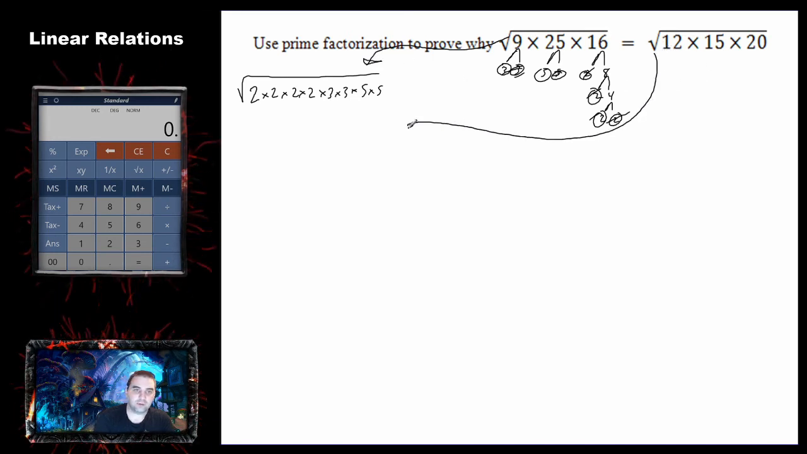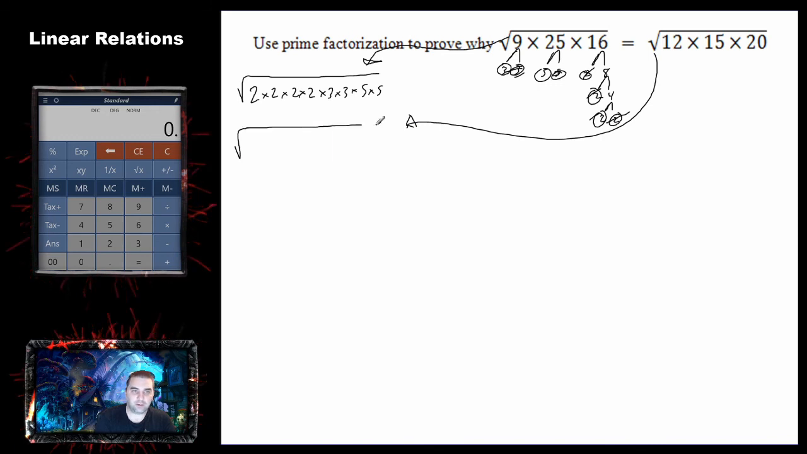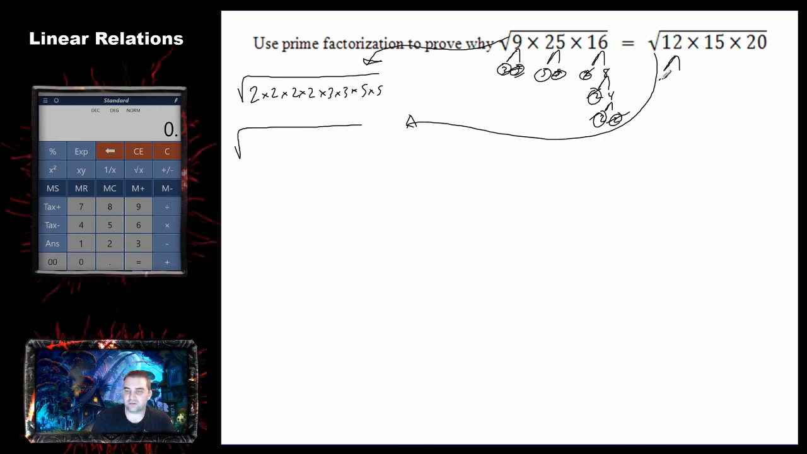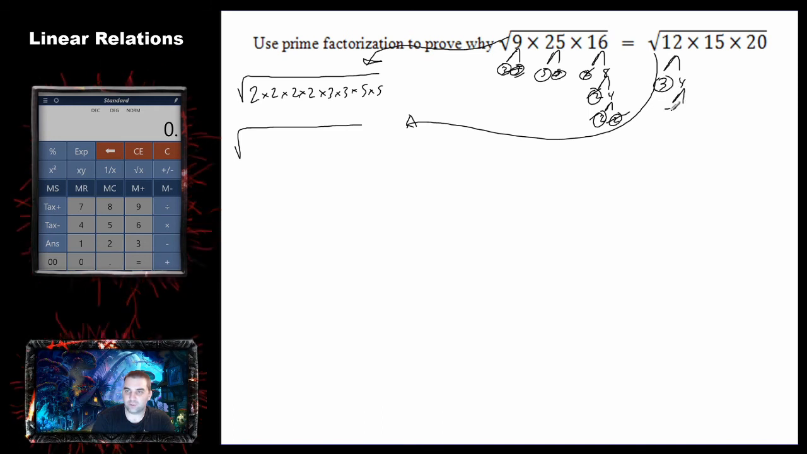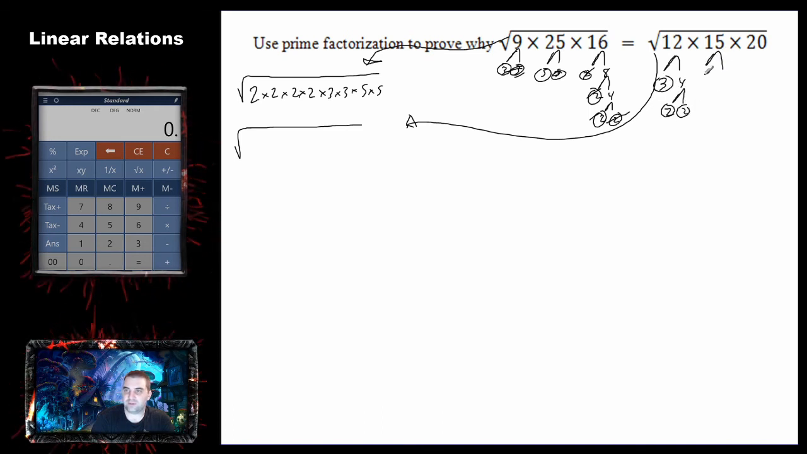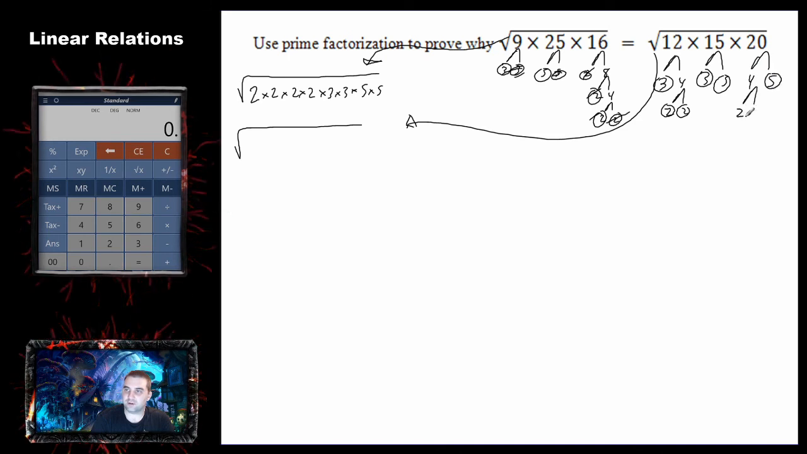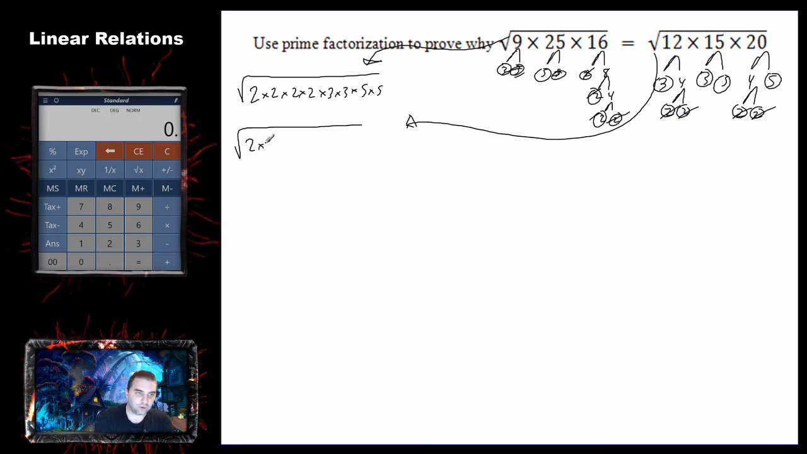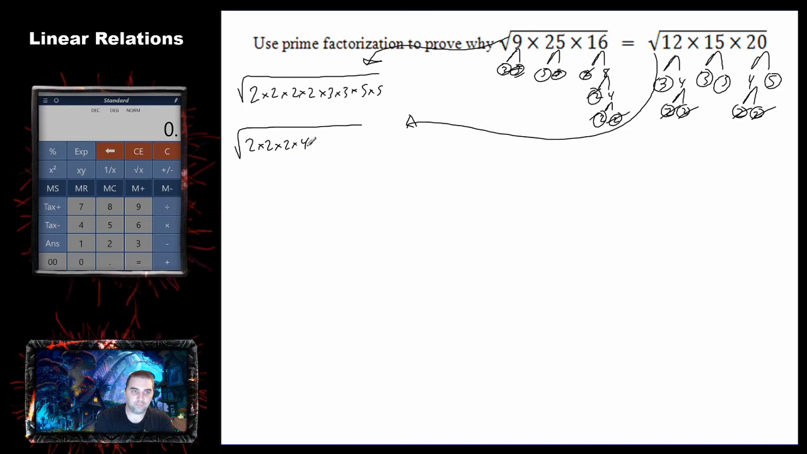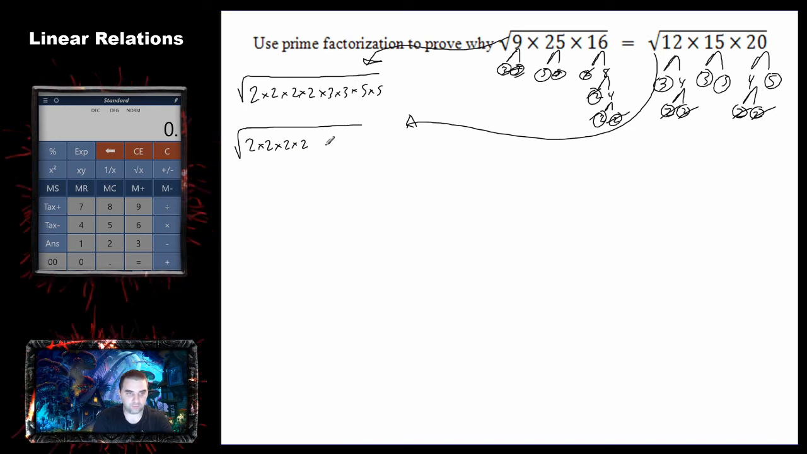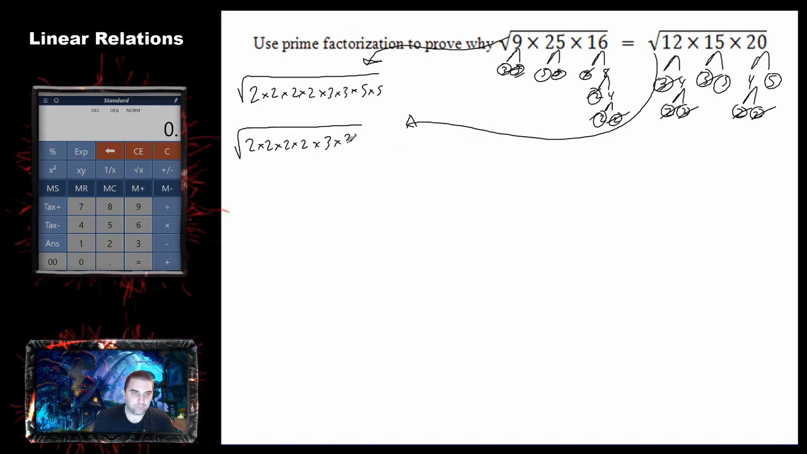Now let's try this one, and we'll see if it's the same. Let's break down the pieces. 12 is the same as 3 times 4, which is 2, 2. 15 is 3 times 5. And 20 is 4 times 5. And the 4 breaks down to 2, 2. So let's count these out. I have 4 2's. 1, 2, 3, 4. I meant that there are 4 2's. And then I have a 3 and a 3. And I have a 5 and a 5.